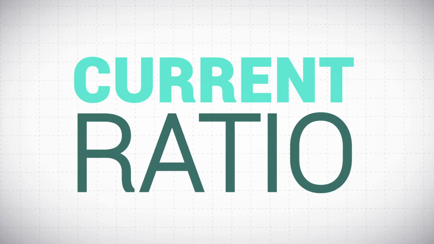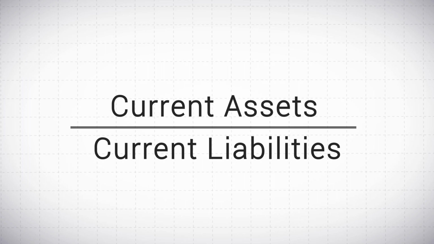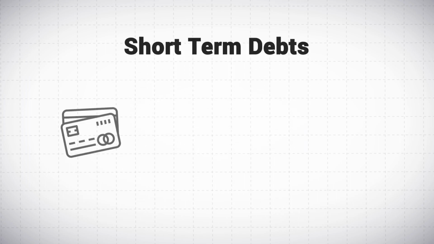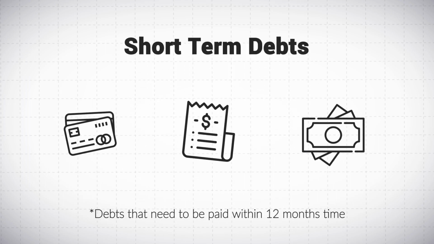Second key factor I look at is to make sure that the company is not going to get into trouble with their short-term debt. And this ratio is basically the current ratio. This basically shows you how easily they can pay off their short-term debts with their short-term assets. All short-term debts that they need to pay within 12 months time.